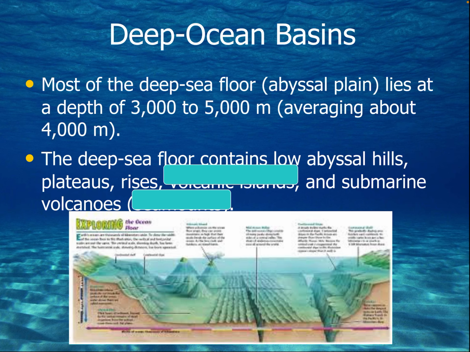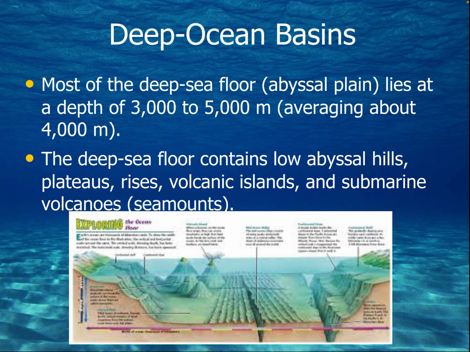On the deep sea floor, which is known as the abyssal plain, there's some different features we'll look at here. How deep is that? Well, the average depth is about 4,000 meters. The average depth of the deep sea floor. So that means that over 50% of our planet is underwater and in darkness. But there are some features down there we want to mention.